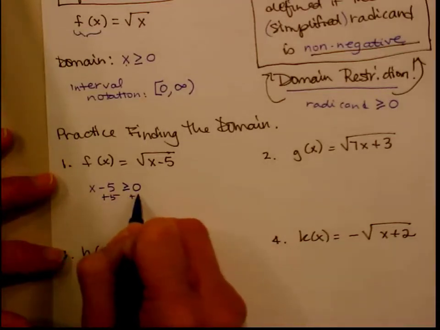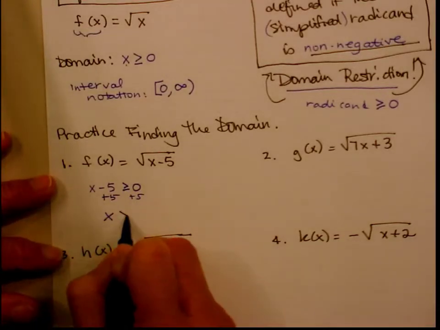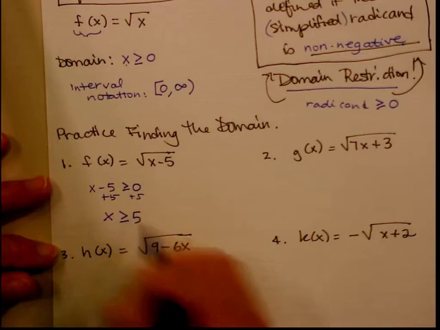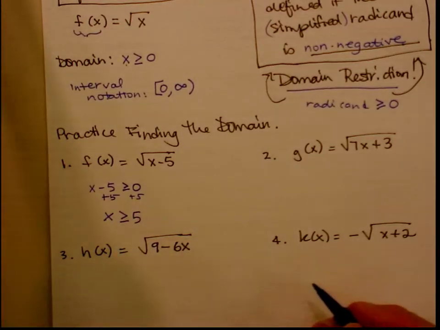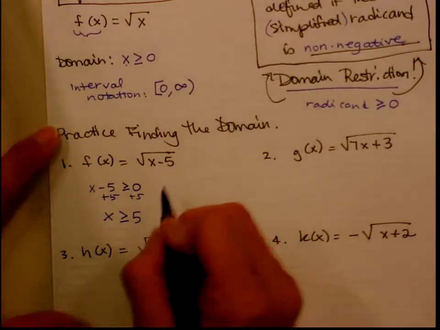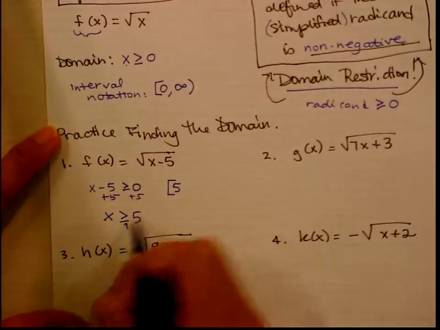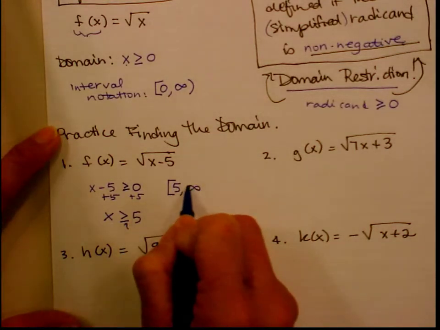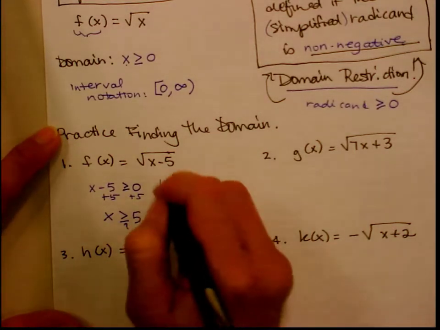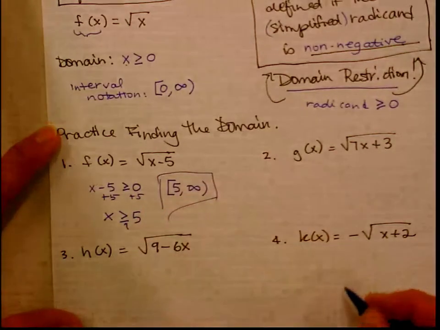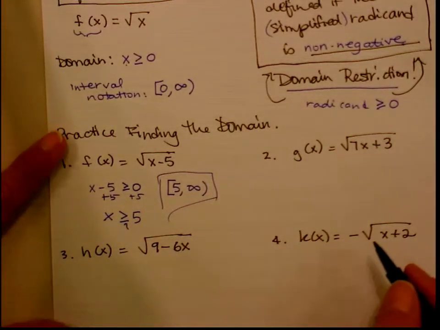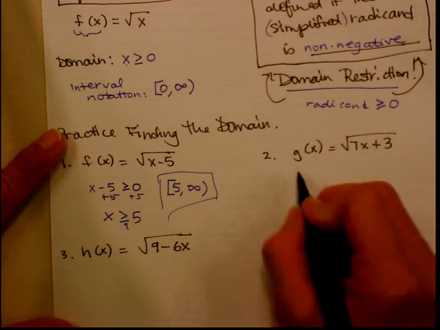Right, we'd add 5 to both sides. So now I have x is greater than or equal to 5. That's our domain. I was going to say solution set. Those are the x values you're allowed to plug in. So we start at 5 with a bracket because it's included, and we'll go all the way to infinity. That's the domain. Okay, so if you want to go ahead and pause and try the next ones, I'm going to do the exact same thing.